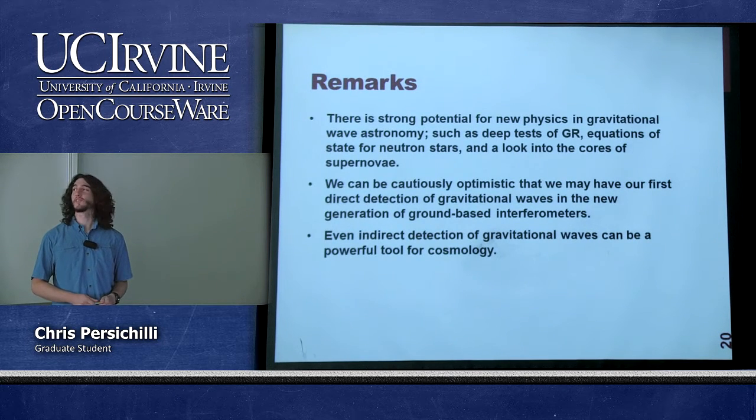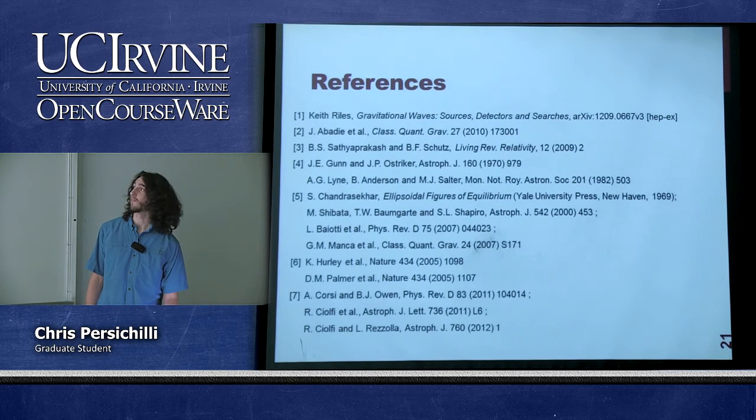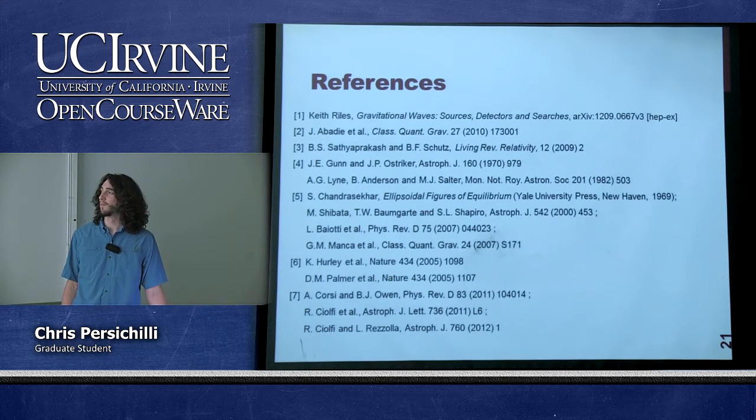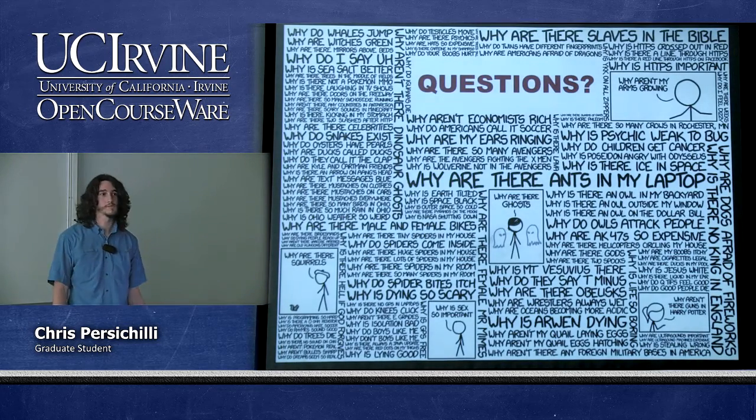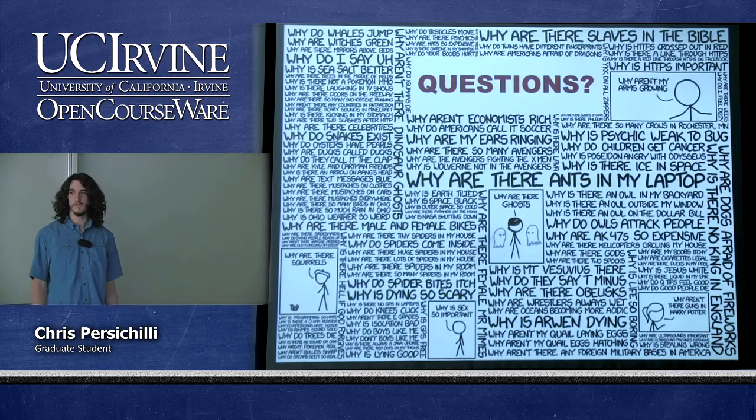And then to just highlight, even though we've only achieved indirect measurements of gravitational waves, they can tell us a lot about our universe and at least confirm what we know from general relativity. So then I have a list of references. I just want to point out, I mostly followed this review by Riles. It's worth reading if you want to get a little more background here. And that pointed me to most of my other references as well. So I'd recommend that. So I'm all done. So if there are any questions, feel free.